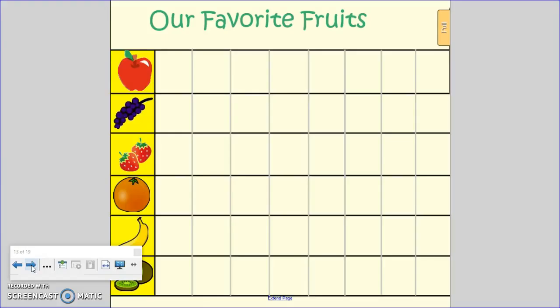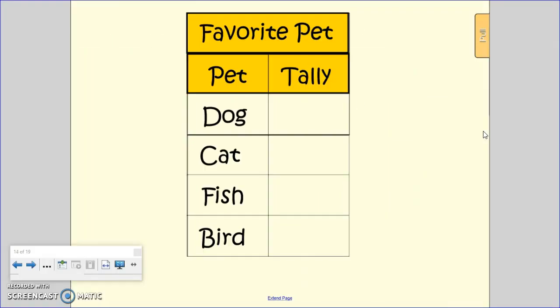And then I would model how to take a survey, so I'd ask them what their favorite foods are on this list, and then I would keep the tallies. Even though this is a little big, I would do 1, 2, 3, 4, and then I would do the line for 5. So we'd talk about that.